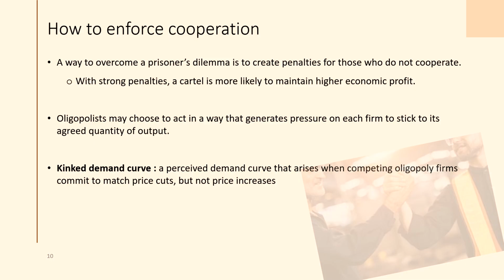Now we ask an important question. If cheating is so tempting, how can cooperation be maintained? One solution is to create penalties for firms that break the agreement. With strong penalties, a cartel has a better chance of maintaining high profits. Firms may also create informal strategies that pressure members to stick to agreed output and pricing behavior. One example is the kinked demand curve.